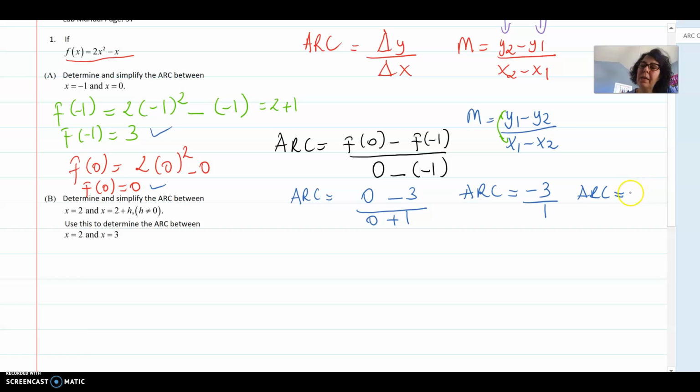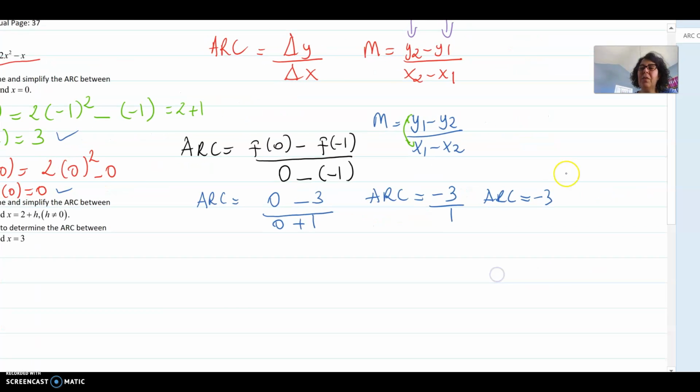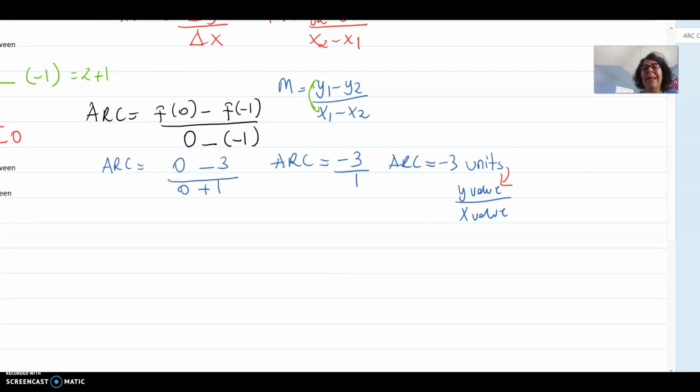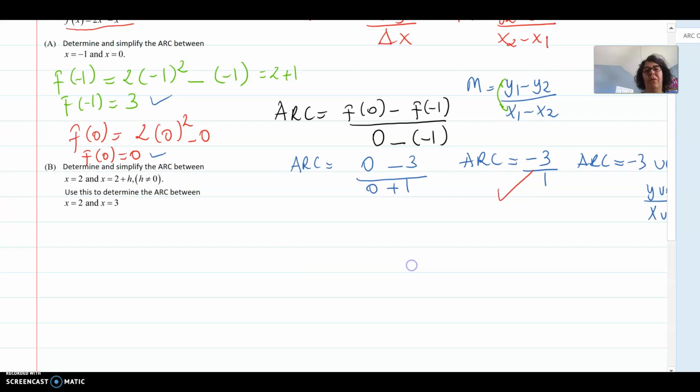One thing with this question: because there's no context around it, this is just a calculation, there are no units. But if there are units, then you would write the units as whatever the y value units are over the x value units. That will be your units. The conceptual problems, I think on the review section, be careful with that. So that's the average rate of change we are responsible for.